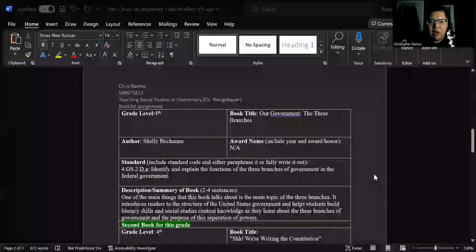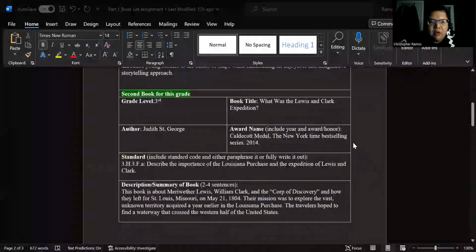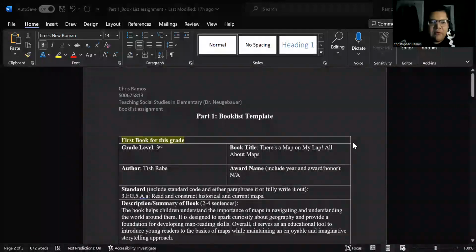Hi everyone. Here I'm going to screen share the Word document for the book list. Here are the books that I have. The grades I did were third through fifth.